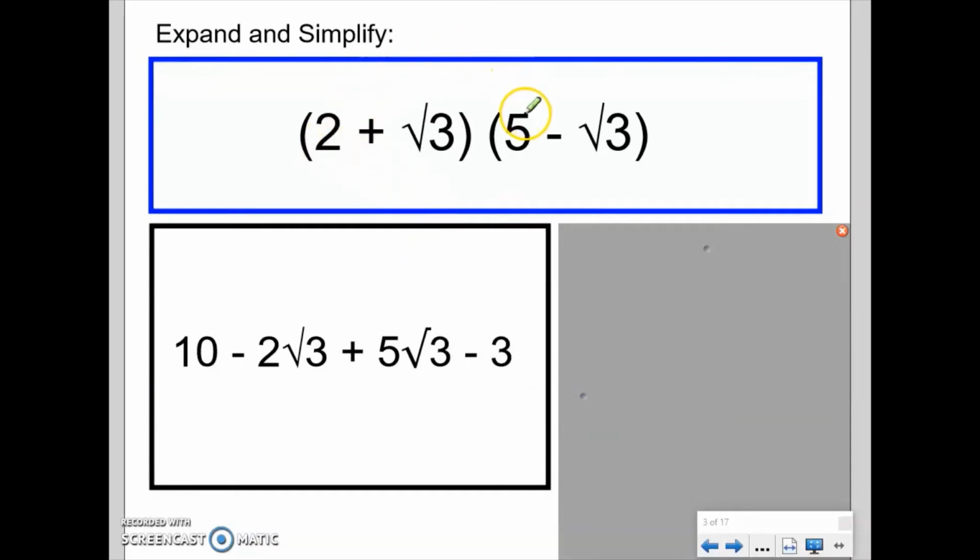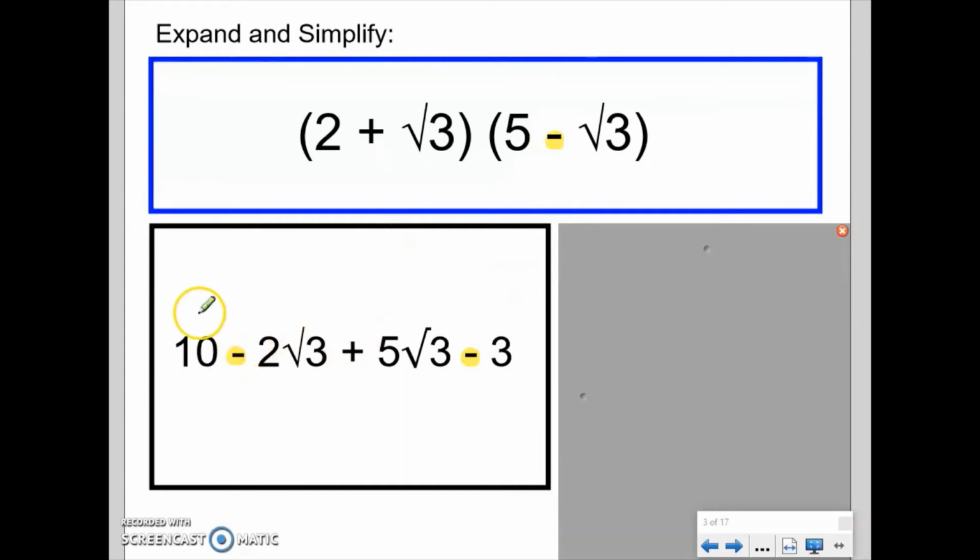2 times 5 gives me 10. 2 times negative root 3 gives me negative 2 root 3. Root 3 times 5 gives me positive 5 root 3. And then finally, root 3 times negative root 3, the root signs would cancel out just to leave me with minus 3. So just make sure you've understood where those negatives are coming into play due to this negative.